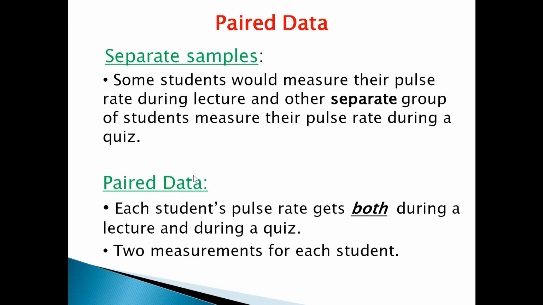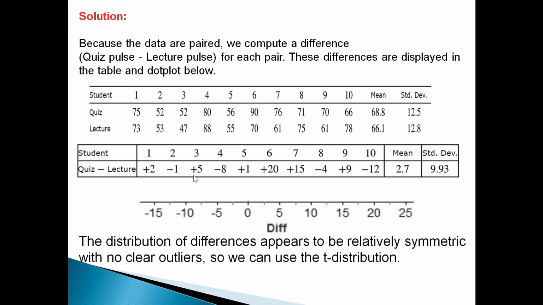If this was a separate sample experiment, then some students would measure their pulse rate during the lecture, and then another group of students would measure their pulse rate during a quiz. However, in this experiment, each student measured their pulse rate twice, once during a lecture and another during a quiz. So you have two measurements for each student. Thus, we are using the paired data formula. So our first step would be taking the differences of those measurements.